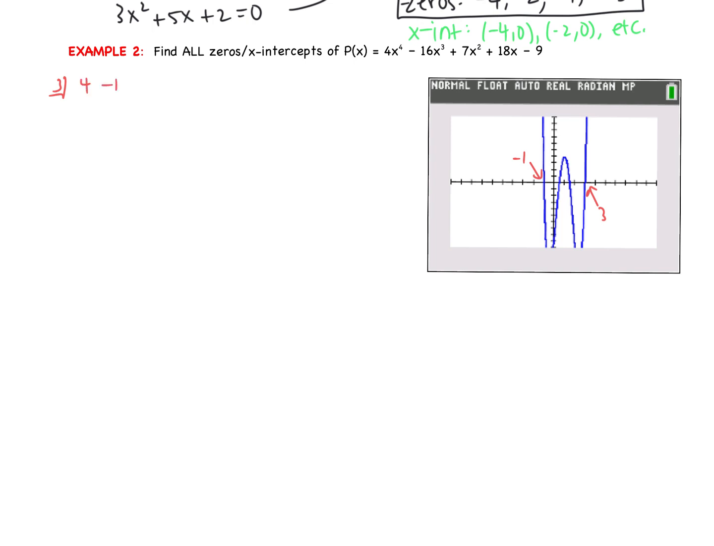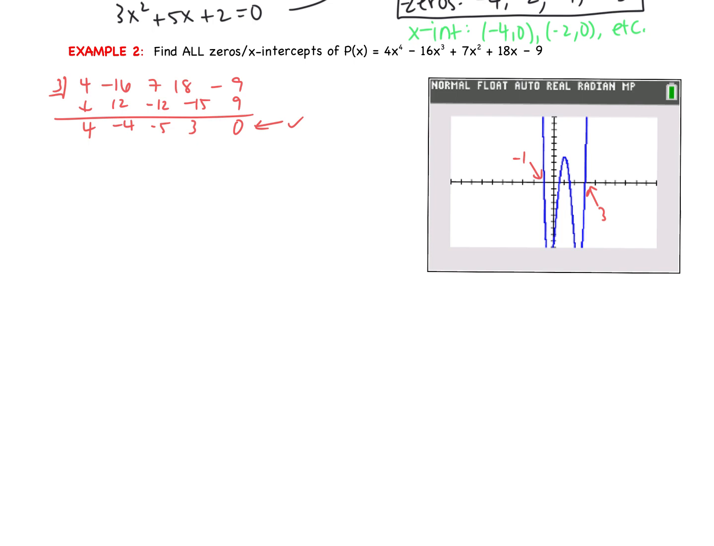So we're going to do synthetic division. We have our 4, -16, 7, 18, and -9. Remember, we're hoping to get a remainder of 0, which we do. Sorry, my work is pretty squished. What do you think would happen if I do synthetic division with 3 and I don't get 0 as a remainder? What does that mean? It's not a zero, or I made a mistake somewhere. So we're lucky that one ended up being a 0.